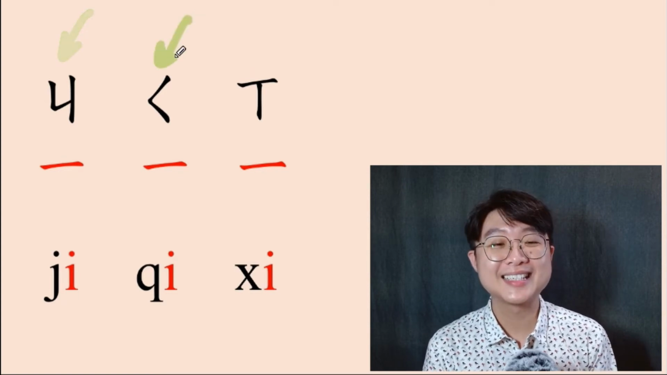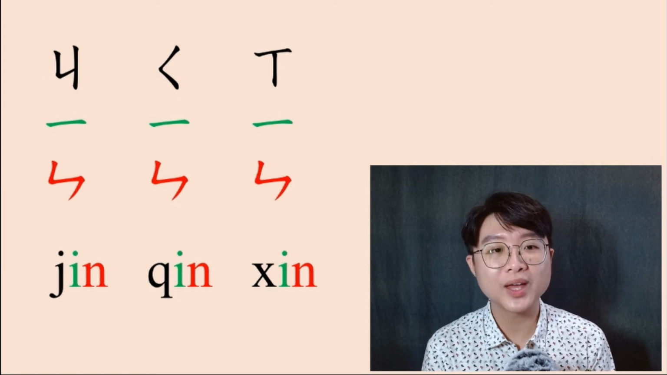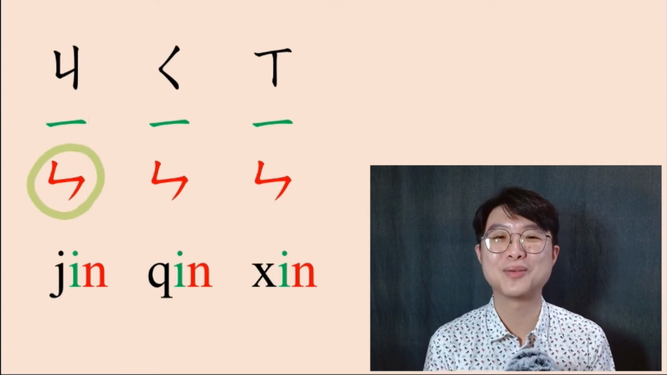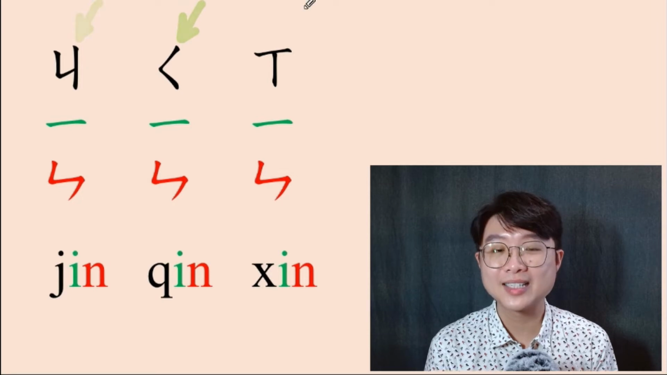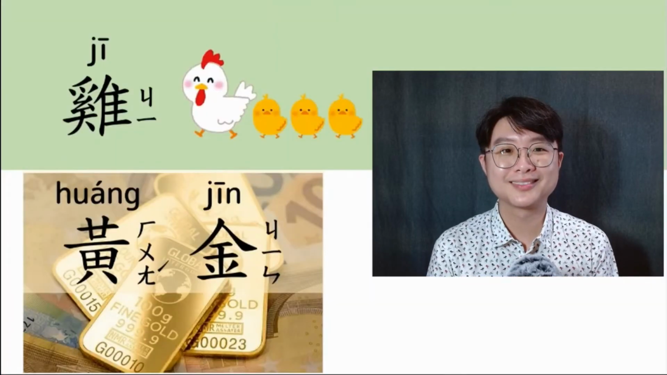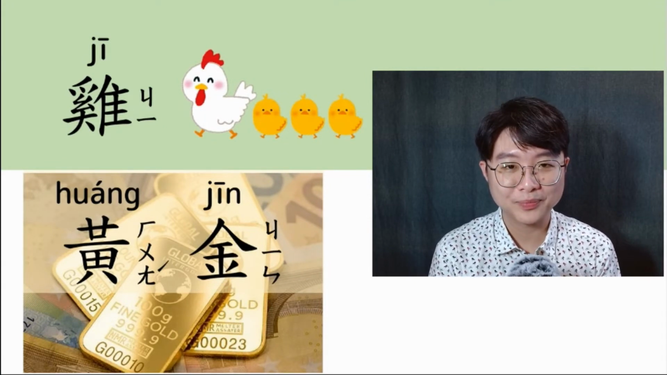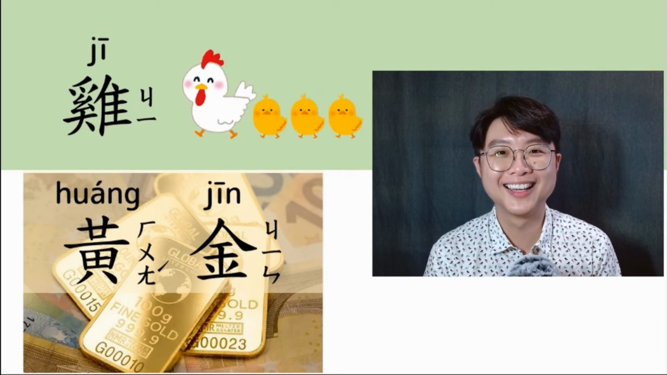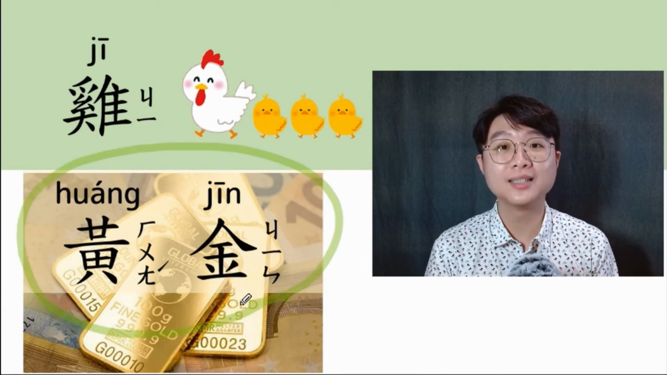Qi. Xi. Good. When ji, qi, xi go with n, it sounds like in. Follow me. Jin. Qin. Xin. First example. Chicken, 鸡, 鸡. And you love gold? I do. 黄金, 黄金.